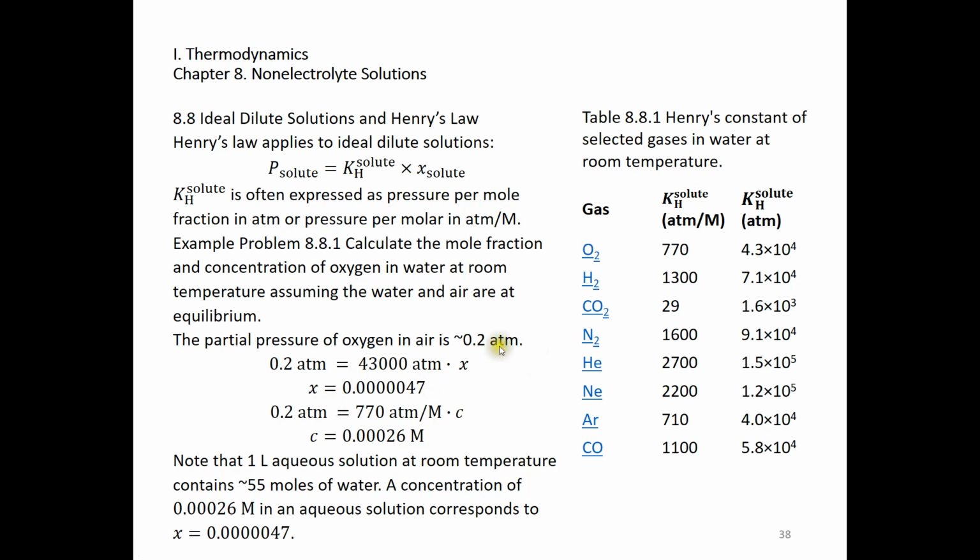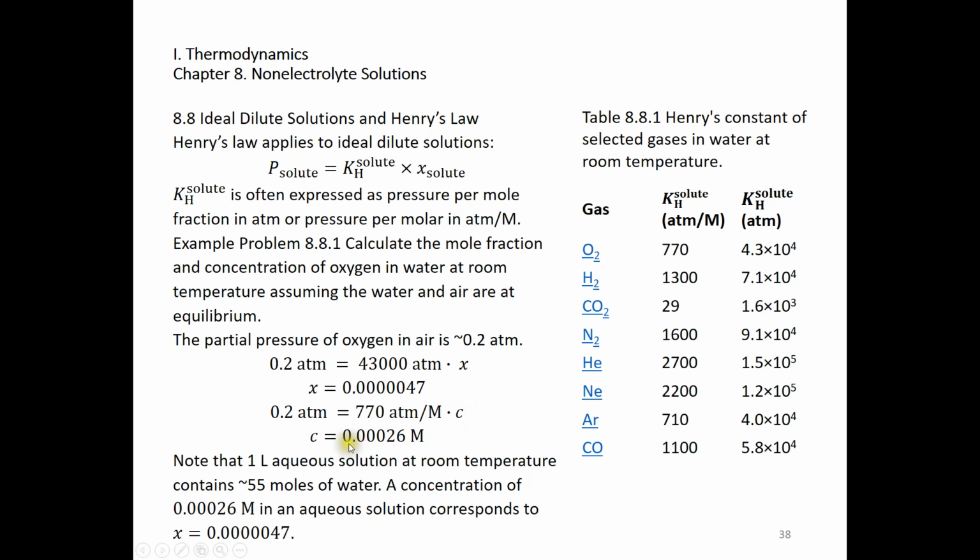So in 1 mole of water, we have 0.000047 moles of oxygen dissolved. Now let's look at the concentration of oxygen. Again, this is Henry's law, but in a different format. Over here, we have 0.2 atm equal to this Henry's constant in a different unit, atm per molar, times the concentration. So here we need the concentration in molar. Let's look up the Henry's constant in atm per molar. It's 770. So we have this number here, and then we do some calculations.